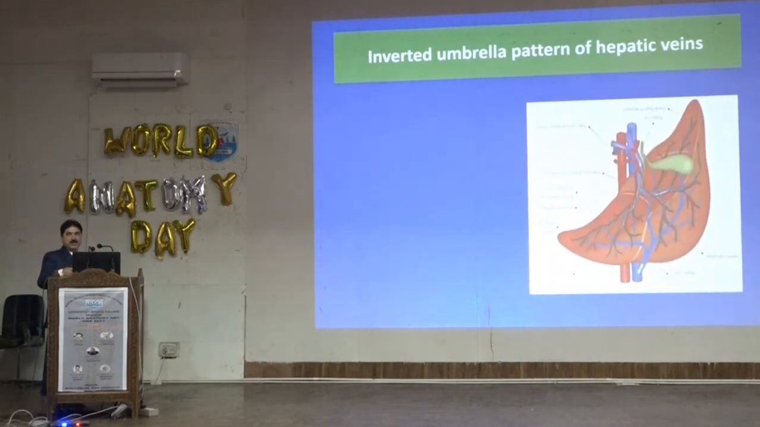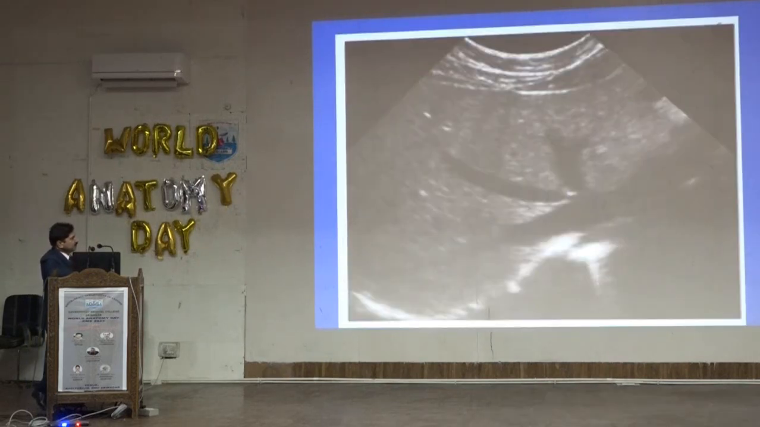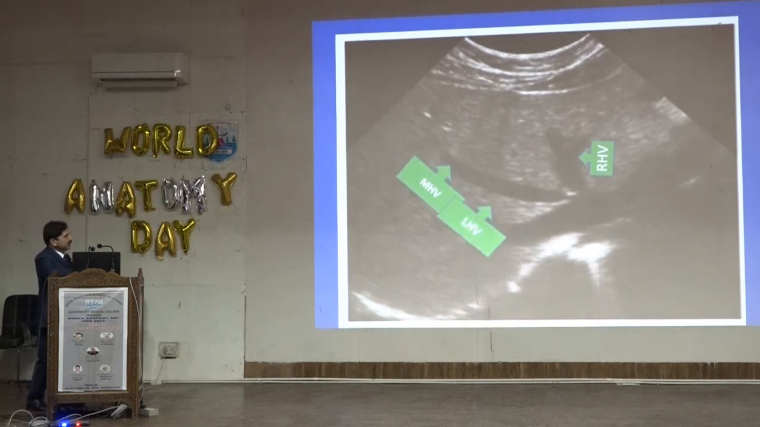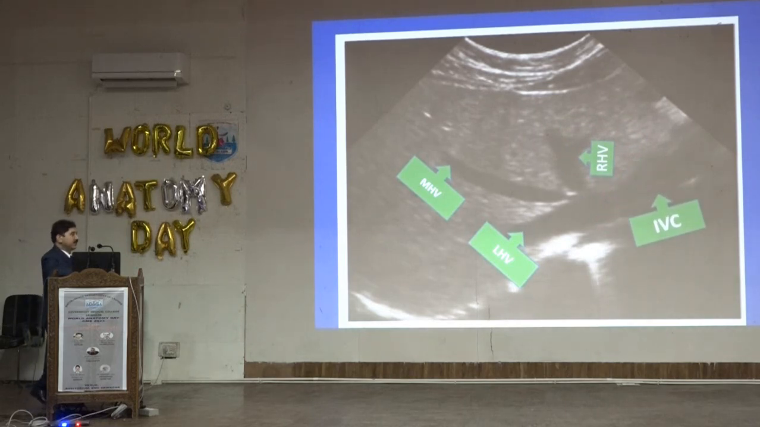There are certain things which we cannot see on the surface. So what are those things? If we talk about the venous drainage of the liver, it is drained by the right, left and middle hepatic veins. When we take an ultrasound, we can see these veins. We have the right hepatic vein, the left hepatic vein, and in between the two is the middle hepatic vein. They drain into the inferior vena cava.